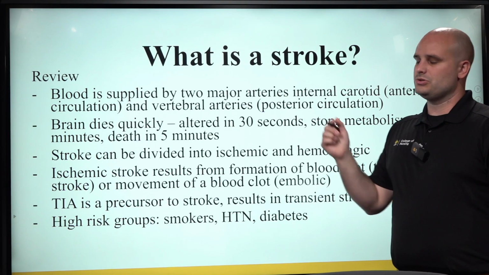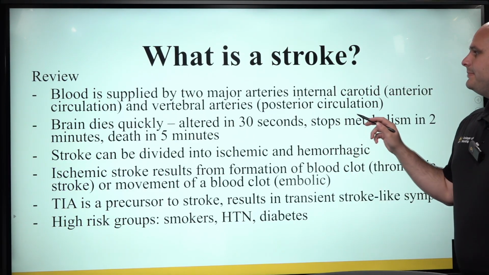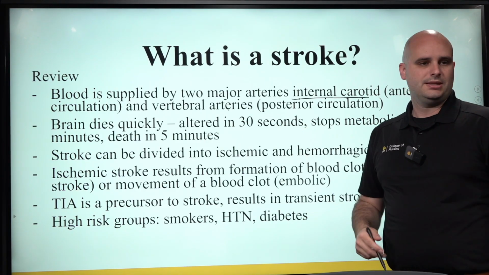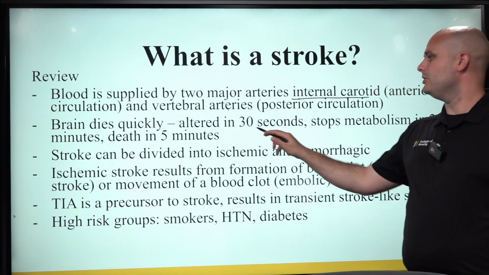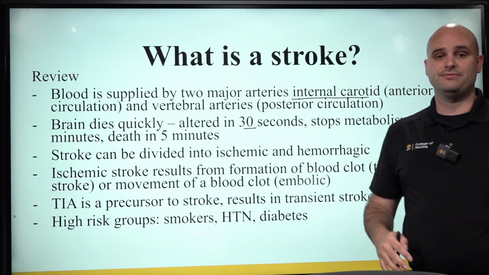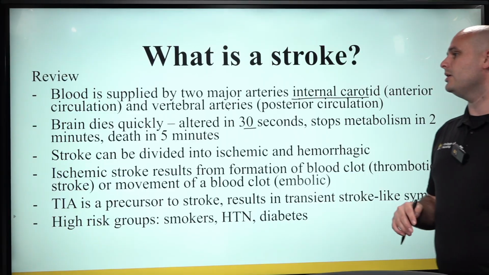So what is a stroke? This is some review here. Blood is supplied by two major arteries, the internal carotid and the vertebral arteries. The brain dies quickly. You become altered in 30 seconds, and it stops within a few minutes, with death resulting in 5 if blood flow is completely cut off.